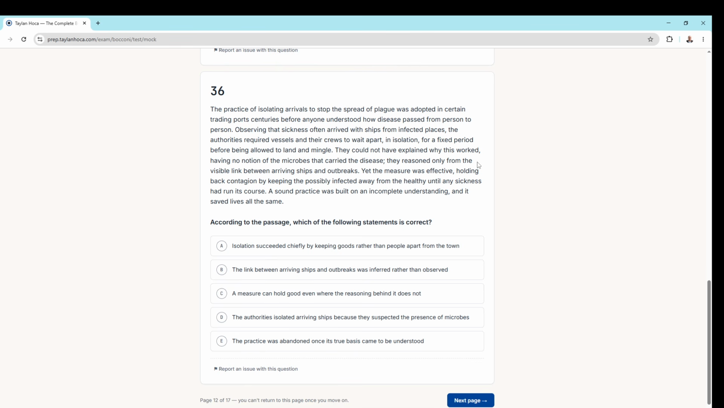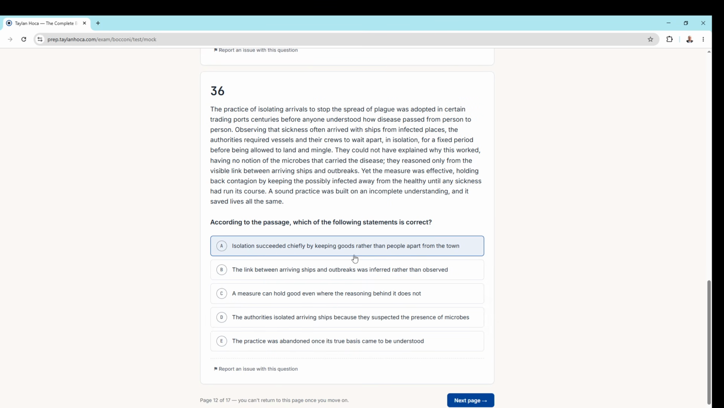Okay, they could not have explained why this worked because I think they don't know about germs, having no notion of microbes. There isn't only the visible link between arriving ships and outbreaks. Yet the measure was effective, holding back contagion by keeping the possibly infected away from the healthy until any sickness had run its course. A sound practice was built on incomplete understanding and it saved lives all the same.